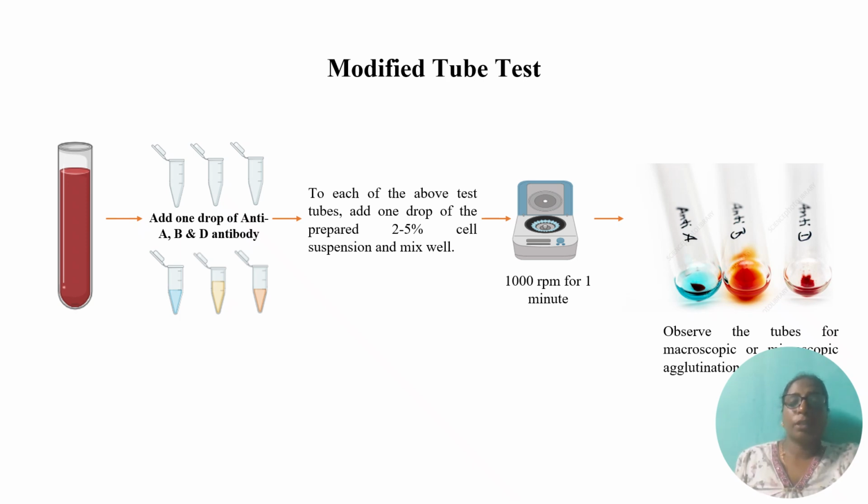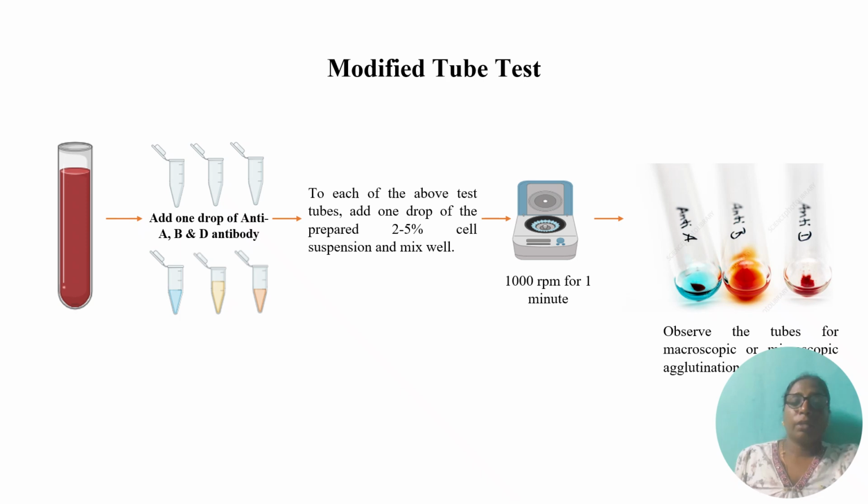The tubes are centrifuged at 1000 rpm for a minute. Finally, the tubes are examined for agglutination. The presence of agglutination indicates the corresponding antigen is present. It says whether it is A blood group or B blood group or O. If there is no agglutination observed in A and B, it is saying that it is O blood group. And if there is agglutination in the third tube, then it is positive.